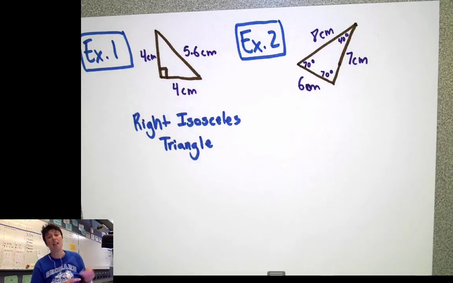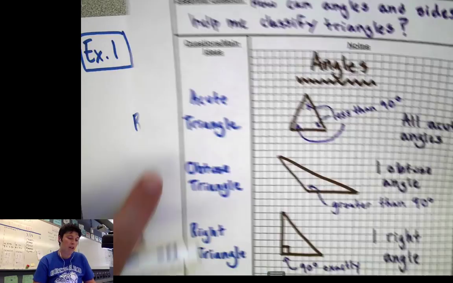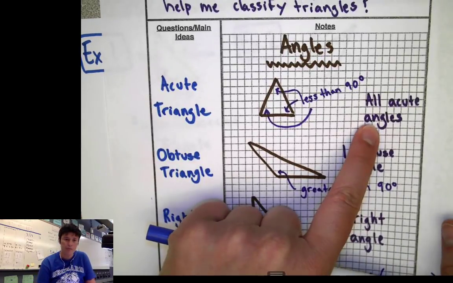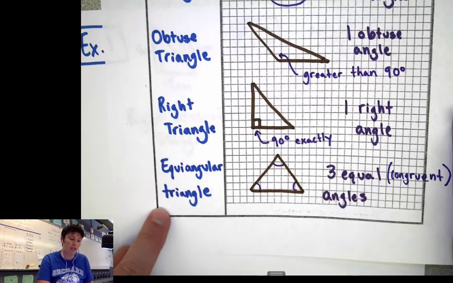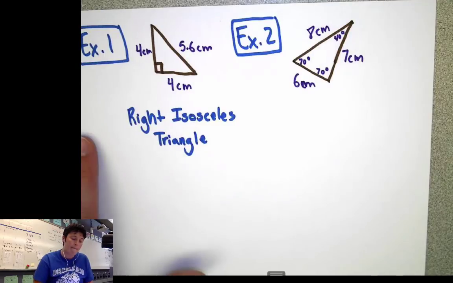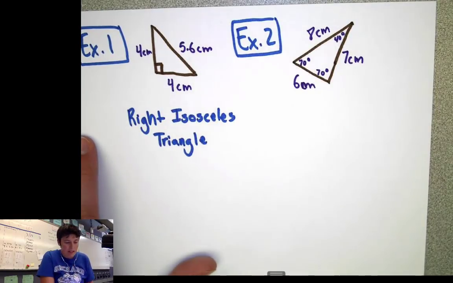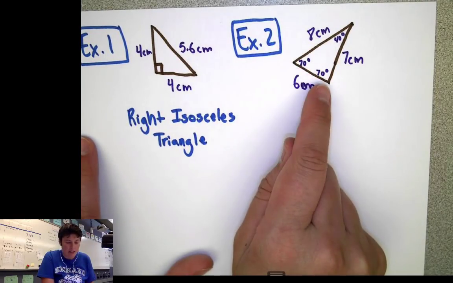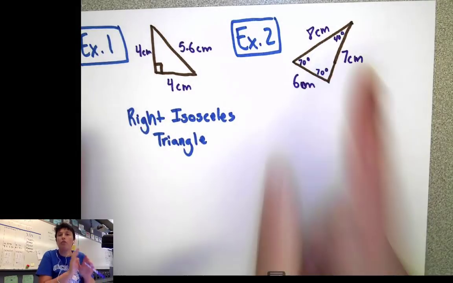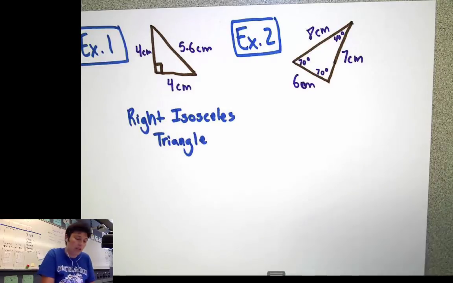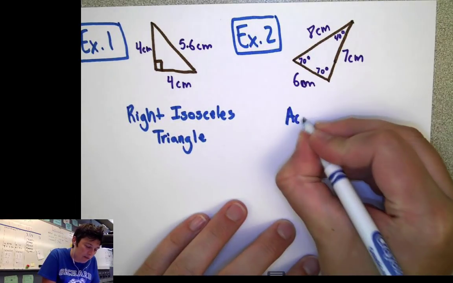How are we going to name this triangle? So start with the angles first. Look at your chart. What do we know? Do we have all acute angles? Do we have an obtuse angle, a right angle, or are we talking equal angular? What are we dealing with here? Well, 70 is less than 90, 70 is less than 90. Those are small, they're acute, and 40 is definitely small. So we're looking at all acute angles. So this looks like an acute triangle.